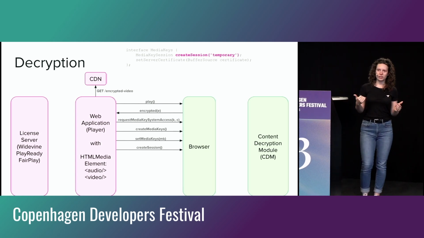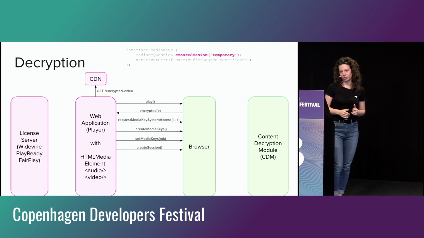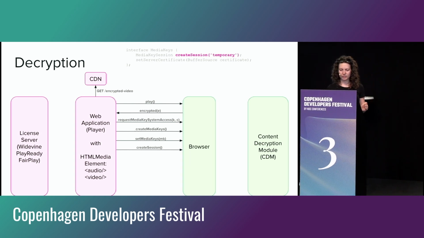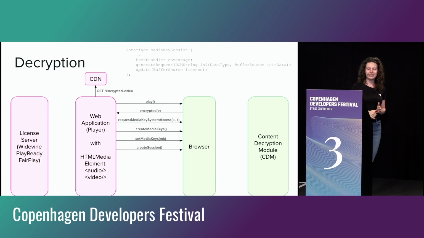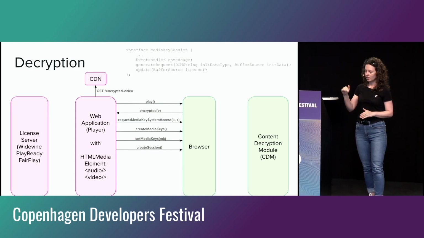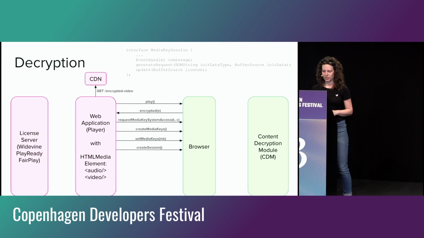You can also create the persistent type, but it requires a higher level of security. So we'll stick with the temporary one here. And as a result, we'll get the media key session object back. Here I highlighted the three methods that we are the most interested in.